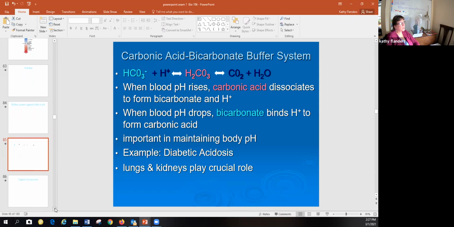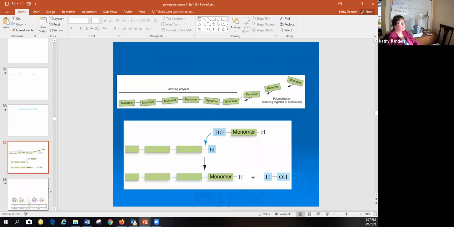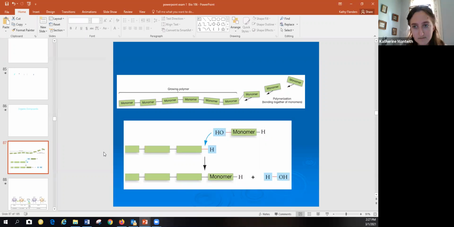Let's see. Oh, this is a good one. We know dehydration synthesis and hydrolysis, right? Yes, of course we know this. Is this one dehydration synthesis or hydrolysis? You're seeing the same thing, just a close-up of it. Hydrolysis? Did I say that right?